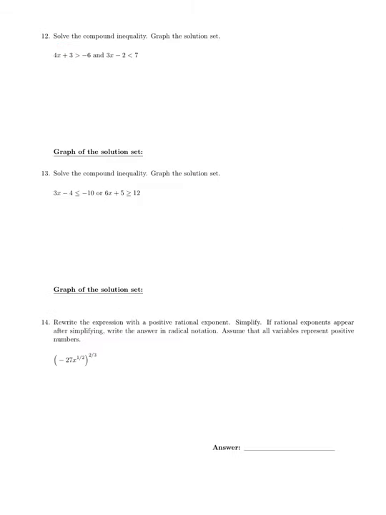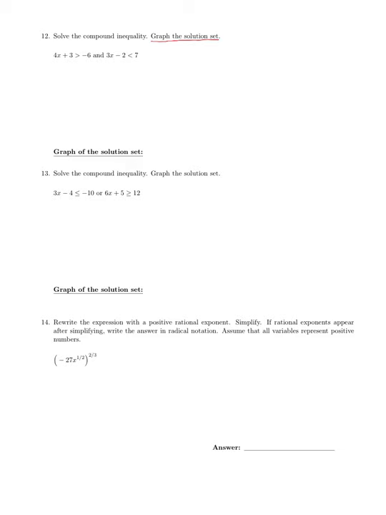Now, number 12, solve the compound inequality, graph the solution set. So be careful what the question's asking, graph the solution set, right? So here we have 4x plus 3 is greater than negative 6, and 3x minus 2 is less than 7. So what we need to do is we need to solve this separately, and then we have to keep in mind the word and.